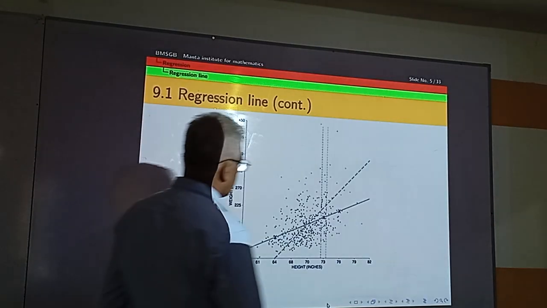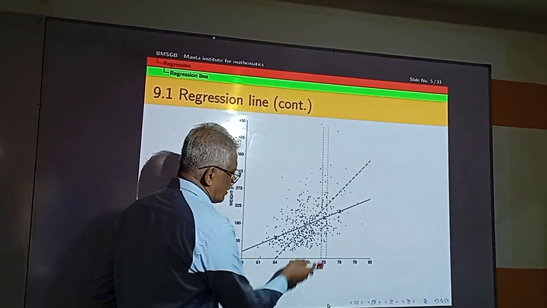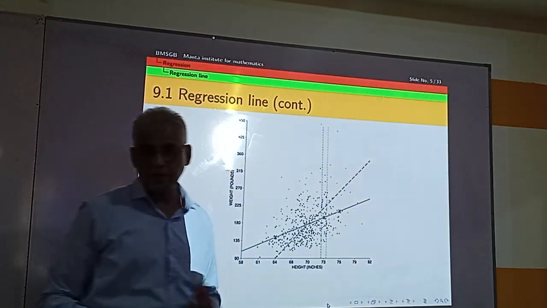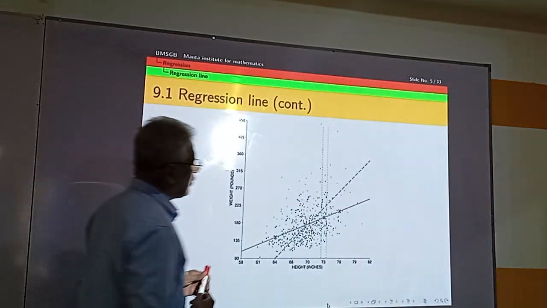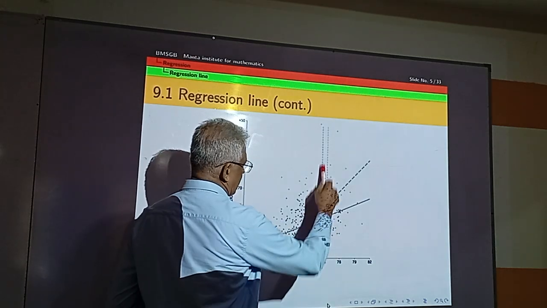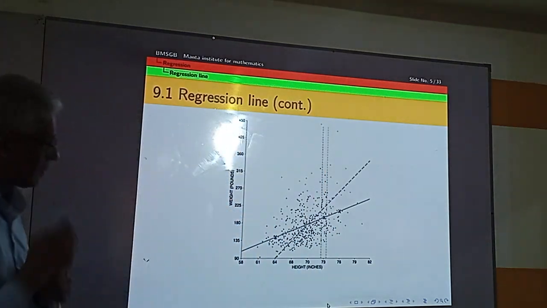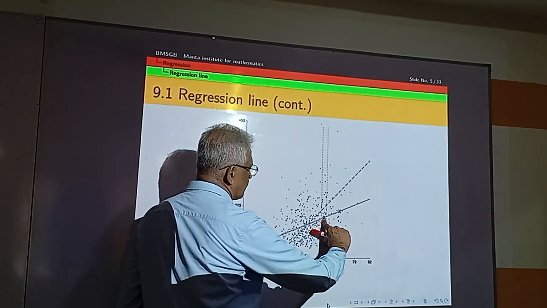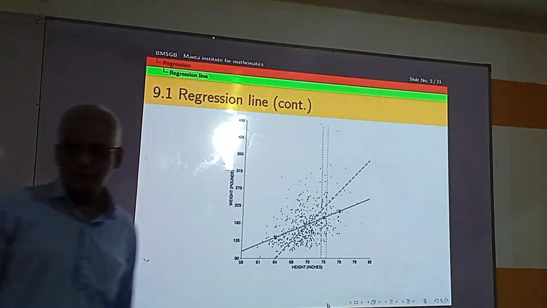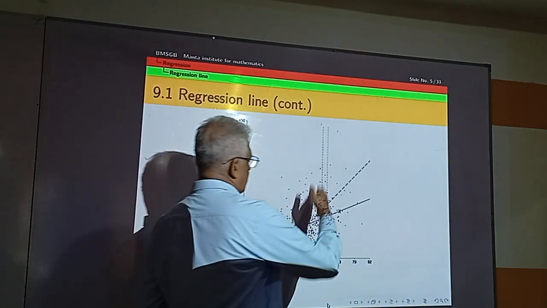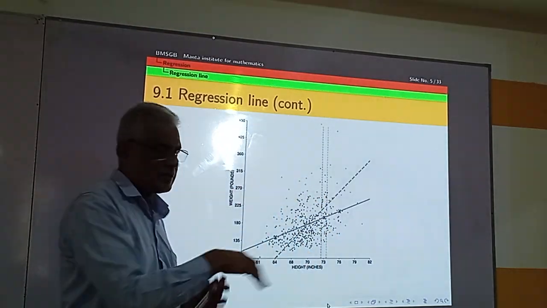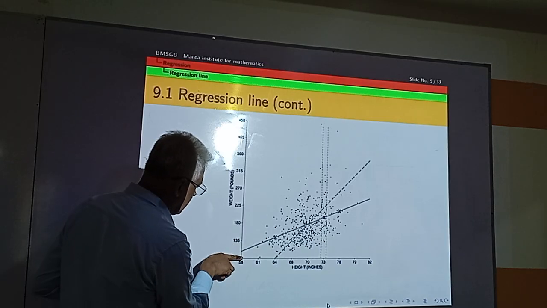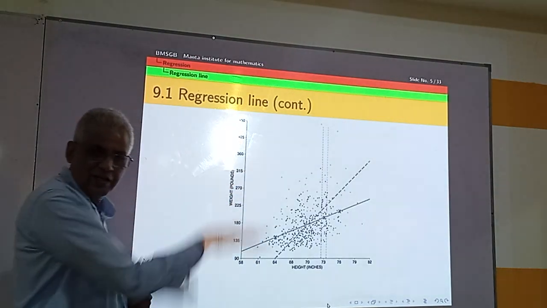So if you consider, for example, this stripe, those people are above average in height. Those people are above average. Average is 73, 73, 73. So there is a pattern of regression.